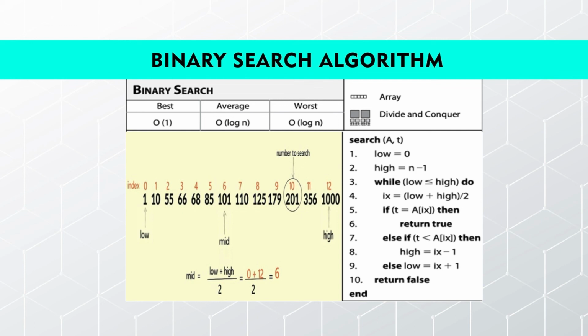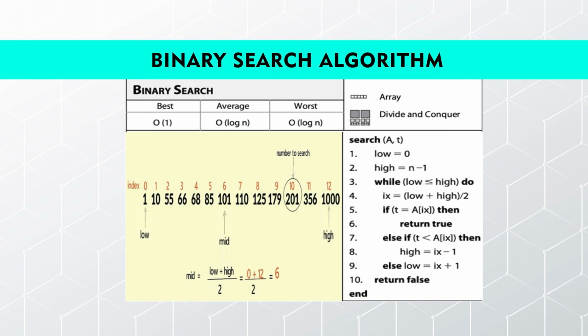So let's apply this algorithm to this problem. The array is this, 1 to 1000. We are supposed to find the element t equal to 201. Low is equal to 0, high is equal to 12. Low is less than high, true. Low plus high, 0 plus 12 by 2, that means 6. Now, if t is equal to A[Ix], where t is 201 and A[Ix], the 6th element of the array, is 101. This is not true, so we cannot return the value.